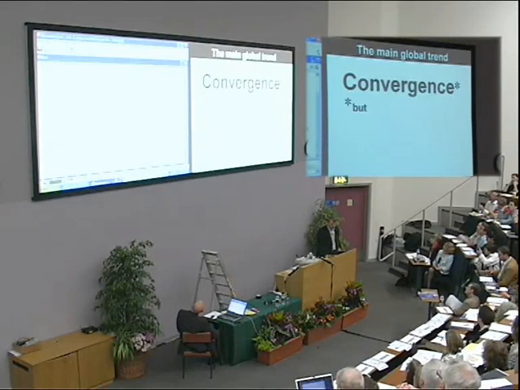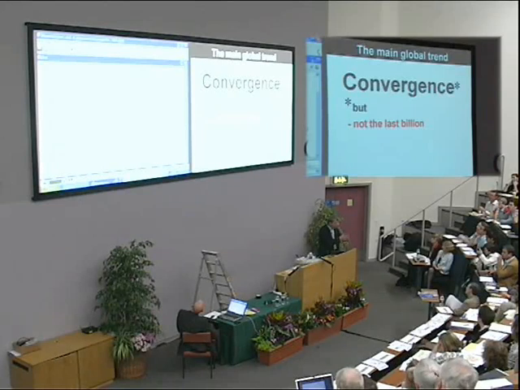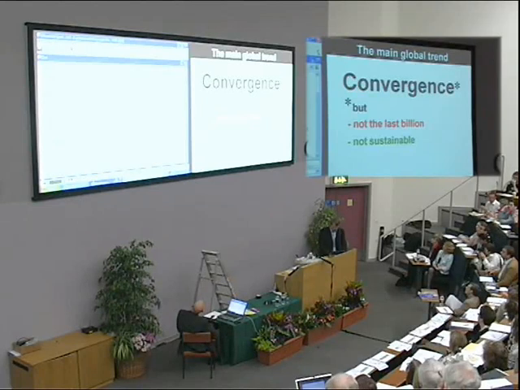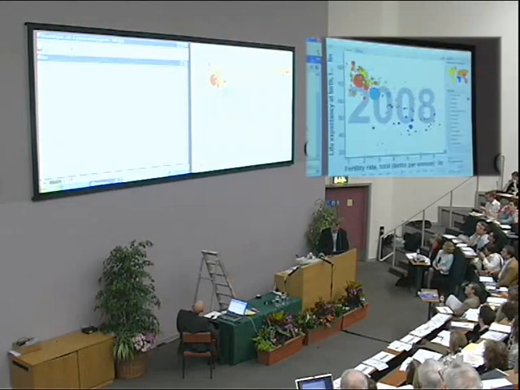Convergence, where the last billion doesn't move. We still have 1 billion in poverty. The amount of poor people is the same as it was about 200 years ago. The proportion falls very rapidly, but that's because the population grows. And it's not sustainable. There's too much carbon dioxide emission.